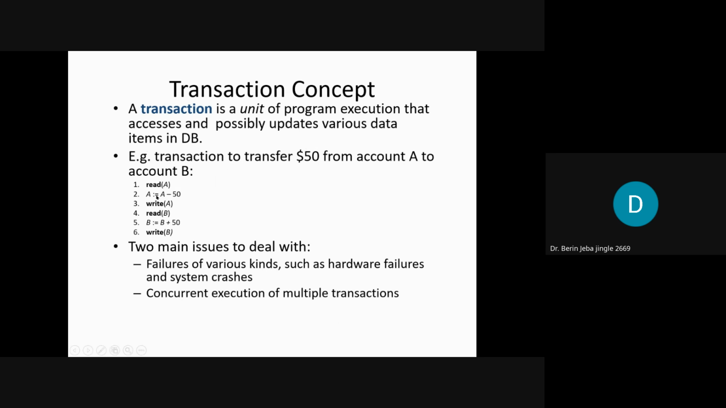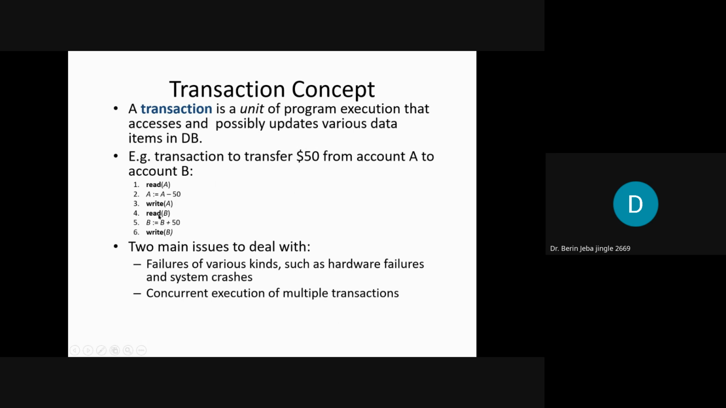For this, there is a small program. First we have to read A. What is the function of read A? It is going to subtract 50 from his account, because he is transferring 50 to account B, so it is minus 50. Now we write the output of A. For example, A has $100 in his account, 50 is subtracted, so the amount should be deducted and changed to 50.